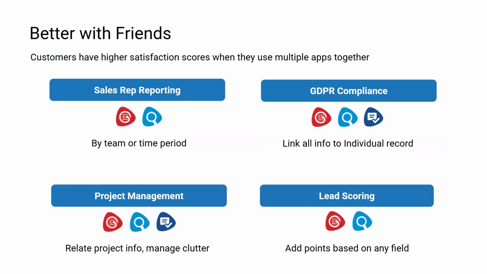Being GDPR compliant. Rollup Helper and Lookup Helper can relate information from leads and contacts over to an individual record where information like opt-outs are stored. Data Quality Helper can be used to forget a contact or delete sensitive information. Assisting with project management. Use Rollup Helper and Lookup Helper to relate task, milestone, and project information, and then use Data Quality Helper to clean up old projects.